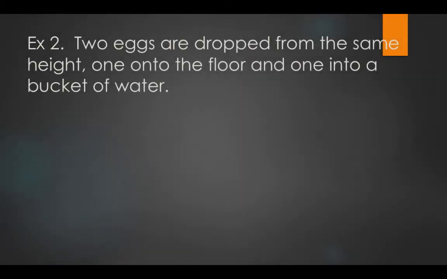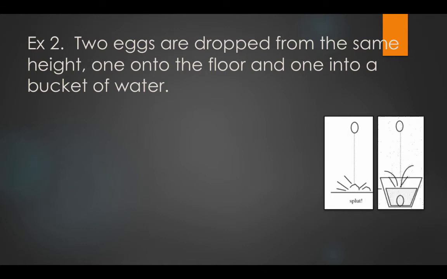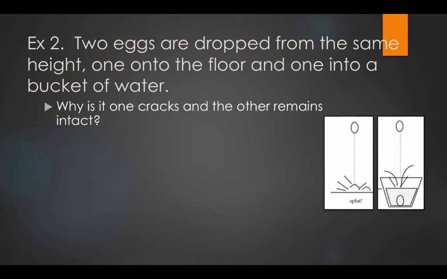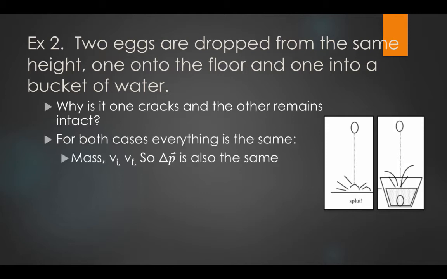Our second example is of two eggs dropped from the same height. One is dropped onto the floor, while the second into a bucket of water. Why does one egg break while the other does not? For both eggs, mass, velocity final, and velocity initial are the same. This means that the change in momentum, or the impulse, for both eggs will be the same too. Well, what isn't the same then? The time interval for change in momentum.